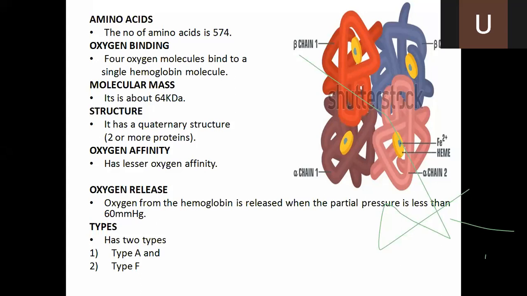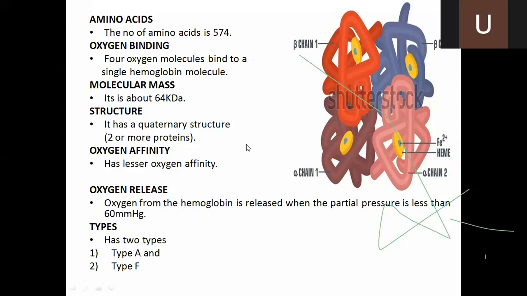You see, the oxygen binds to this heme group, this iron. So there are 4, so automatically 4 oxygen molecules will bind to a single hemoglobin molecule. The molecular mass is 64 kilodaltons. Now coming to the structure, it has a quaternary structure, which has 2 or more proteins.